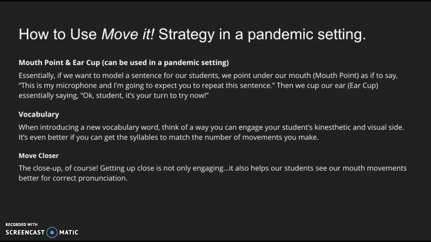And move closer. The close-up, of course. Getting up close is engaging. It also helps our students to see our mouth movements better for correct pronunciation, especially English learners. They like to look at your mouth as well as any pictures to engage more with what they're learning and what is being said. Sometimes by mouthing what you're saying, it helps them better understand and even decode the word you're going to say.